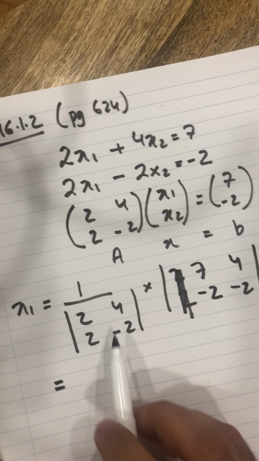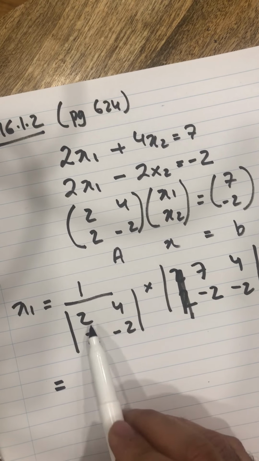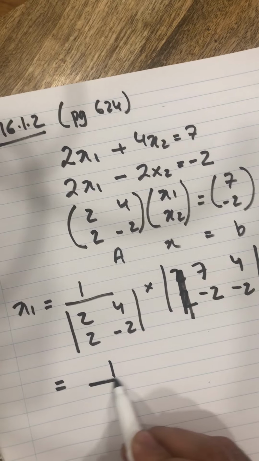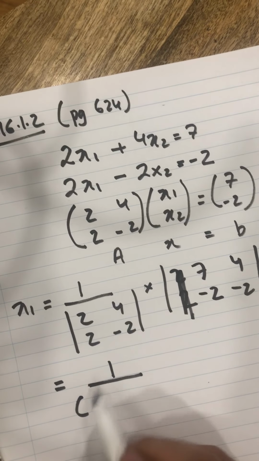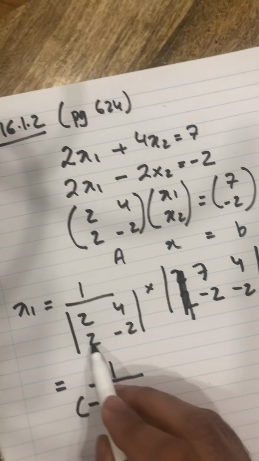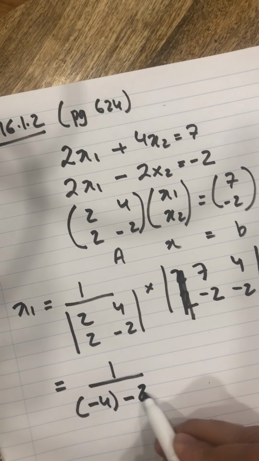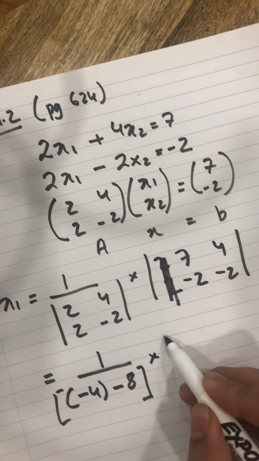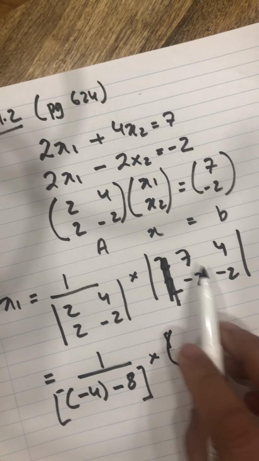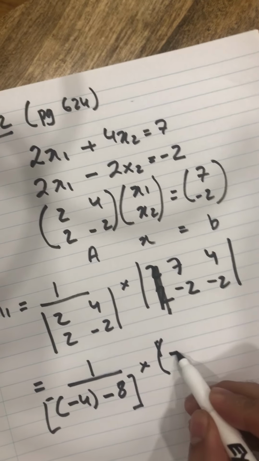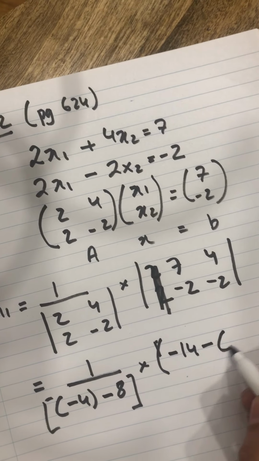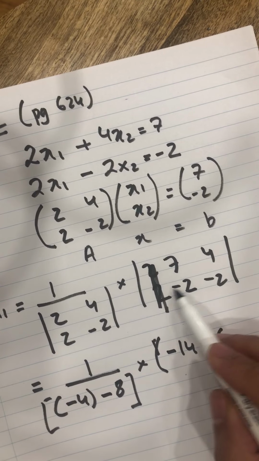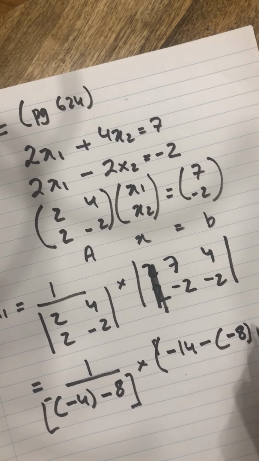So let's see if we can do this. What is the determinant of this? The determinant of A is 2 times minus 2. So it's 1 divided by 2 times minus 2, which is minus 4, minus 4 times 2, which is 8. You have this here times 7 times minus 2, which is minus 14, minus 4 times 2, which is 8. You have a minus here, so it's minus 8.